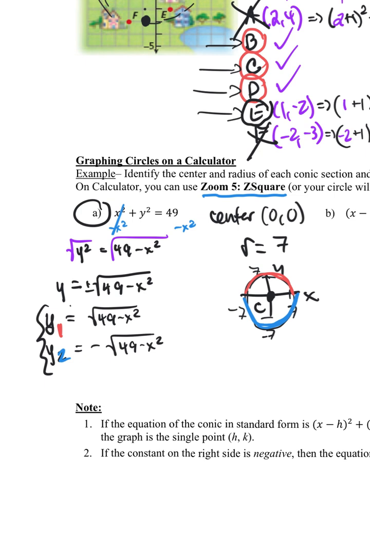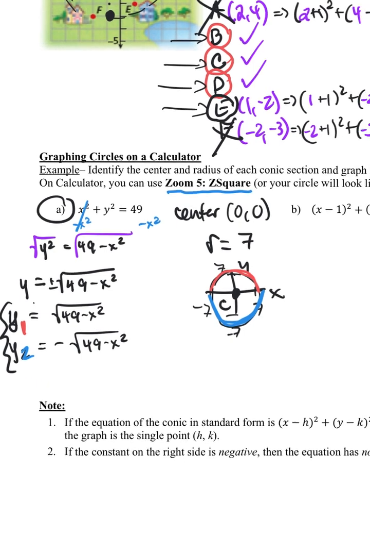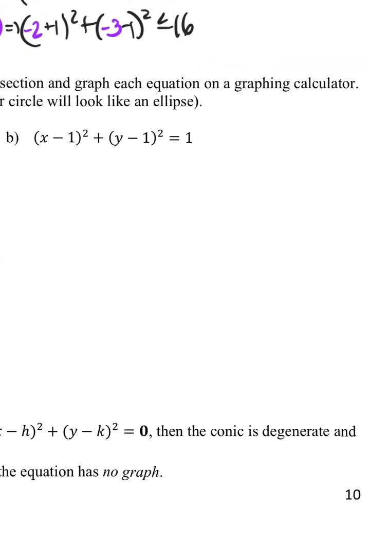So now if you go to zoom 5, ZSquare, does it look like a circle? Yes, it does. Okay, so don't just look at the graph without thinking about it, right? We know this should be a circle. We have the upper semicircle, and we have the reflection across the x-axis, which is the lower semicircle. But for us to actually see it as a circle, we need to do the zoom square. All right, now they get a little bit more interesting.